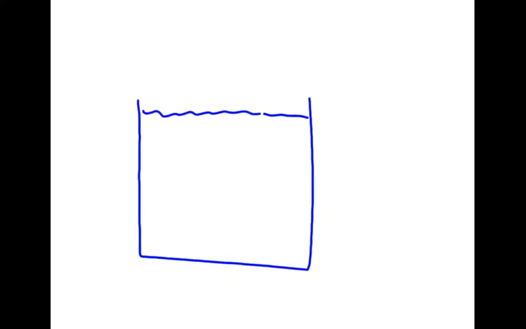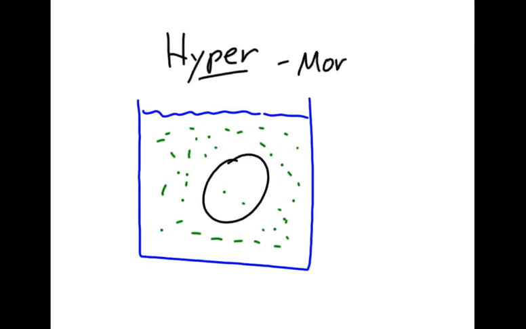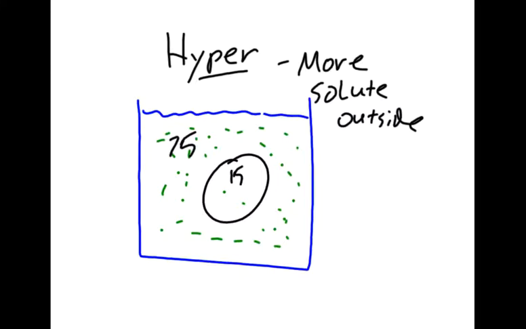Okay, so we'll draw our cell, and we'll draw our solute. What would you call that situation? Yep, that is definitely hypertonic. Hyper meaning more solute outside. So let's just make up some numbers here again. Let's say our solute outside is 75% solute outside and 15% inside. Well, that would mean, what would the percentage of water be inside the cell in this situation? Yep, 85%. And what would it be outside? 25%.